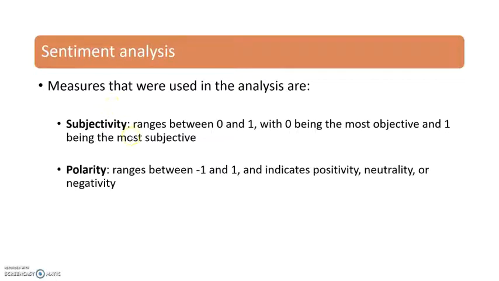Subjectivity is a float value that lies between the range 0 and 1, which tells the subjectivity of the textual information. Second is polarity. Again, it's a float value, lies between the range -1 and 1, and it tells about the polarity of the textual information or data. It tells whether it's positive, neutral, or negative on the basis of its score.